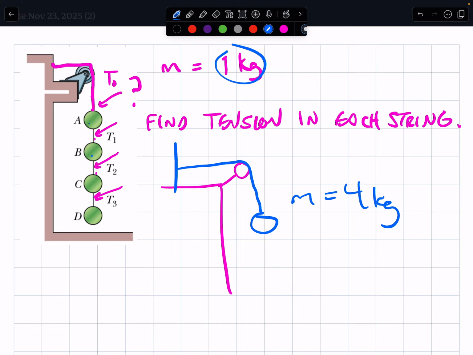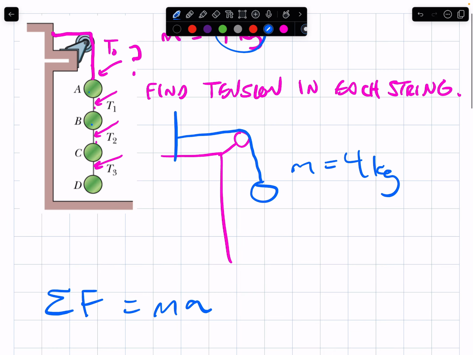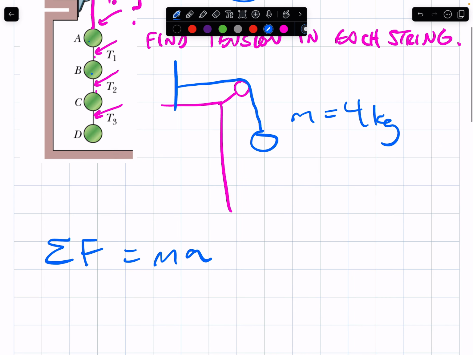The acceleration of the system is 0. Nothing is going anywhere. So think about it. Newton's second law: net force is ma. If they're not going anywhere, then a is 0. Or for that matter, if they were moving with constant velocity, a would still be 0, right? So if a is 0, that means the net force is 0.